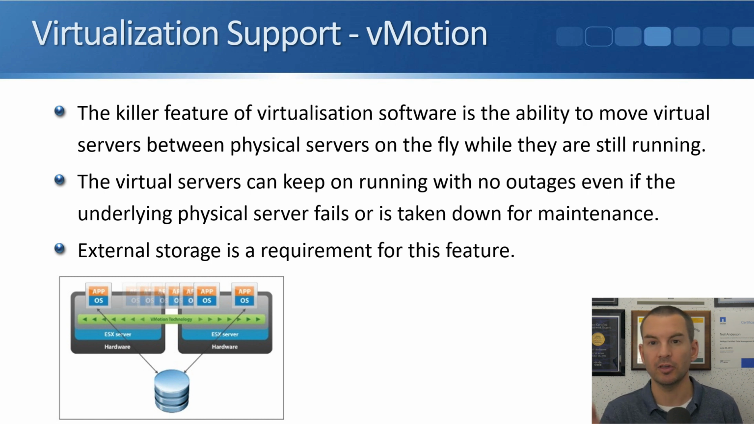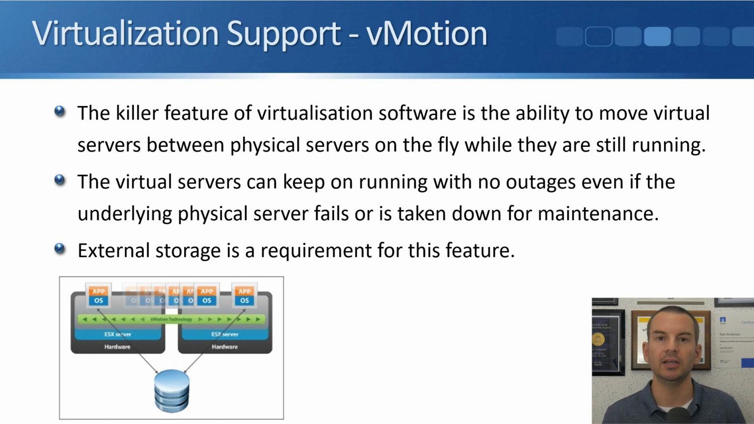If one of those physical servers goes down, say it has a power outage, you can automatically move the virtual machines onto a different physical server with no outage. And if you want to take it down for maintenance, again, the same thing, the virtual machines can automatically move to a different physical server. So this is a huge benefit of using virtualization. And when we're using VMware for this, the feature is called vMotion.